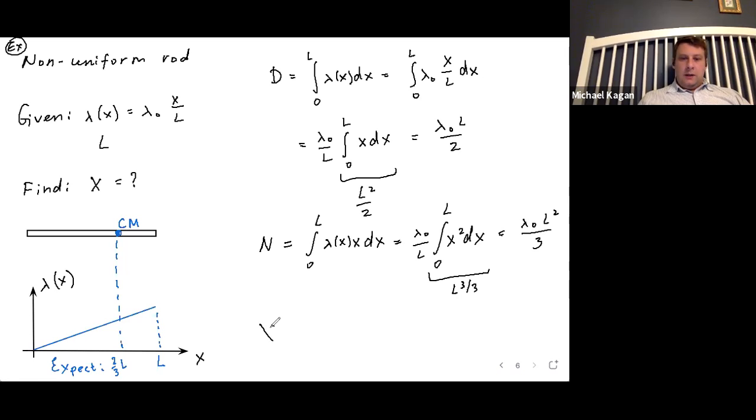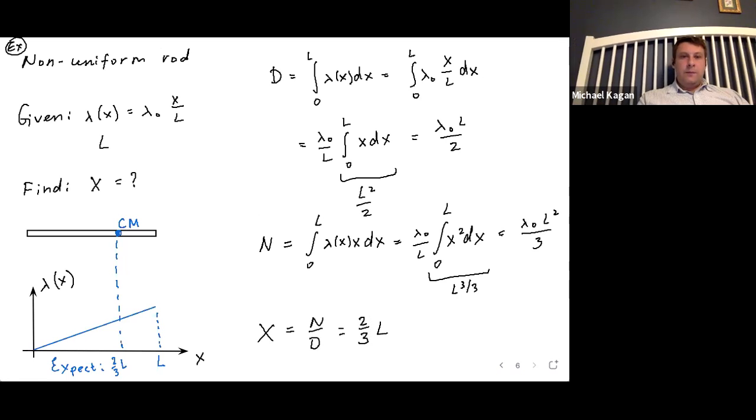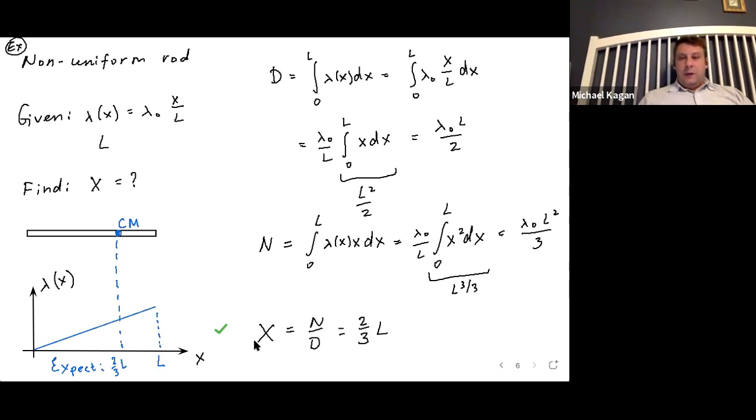And finally, the position of the center of mass, which is numerator over denominator. What does it give us? 2/3 L. Very good. Okay. Any questions, folks?